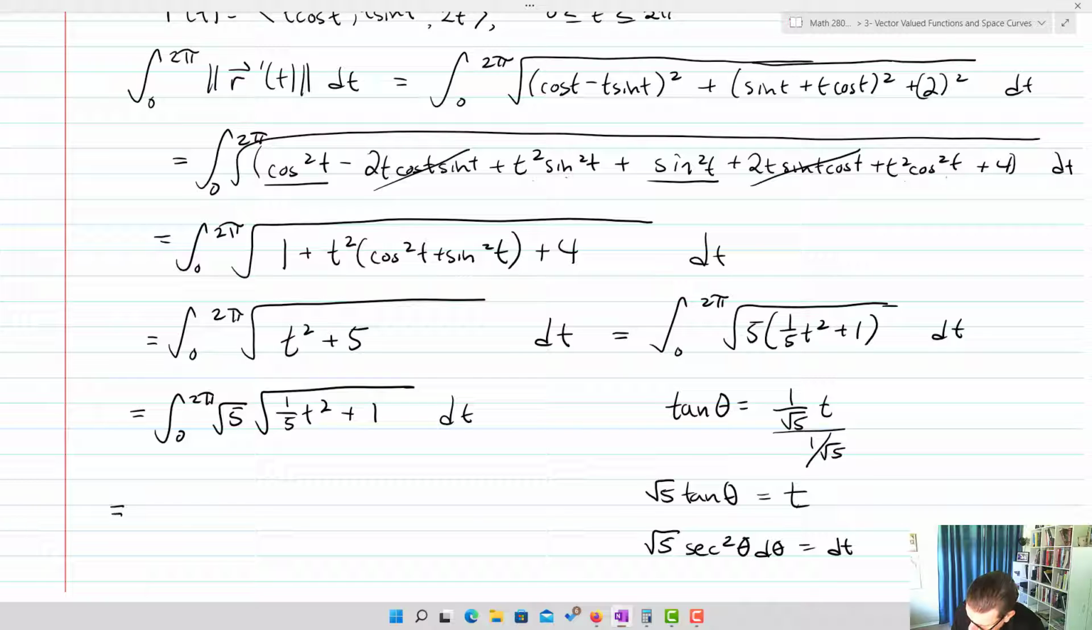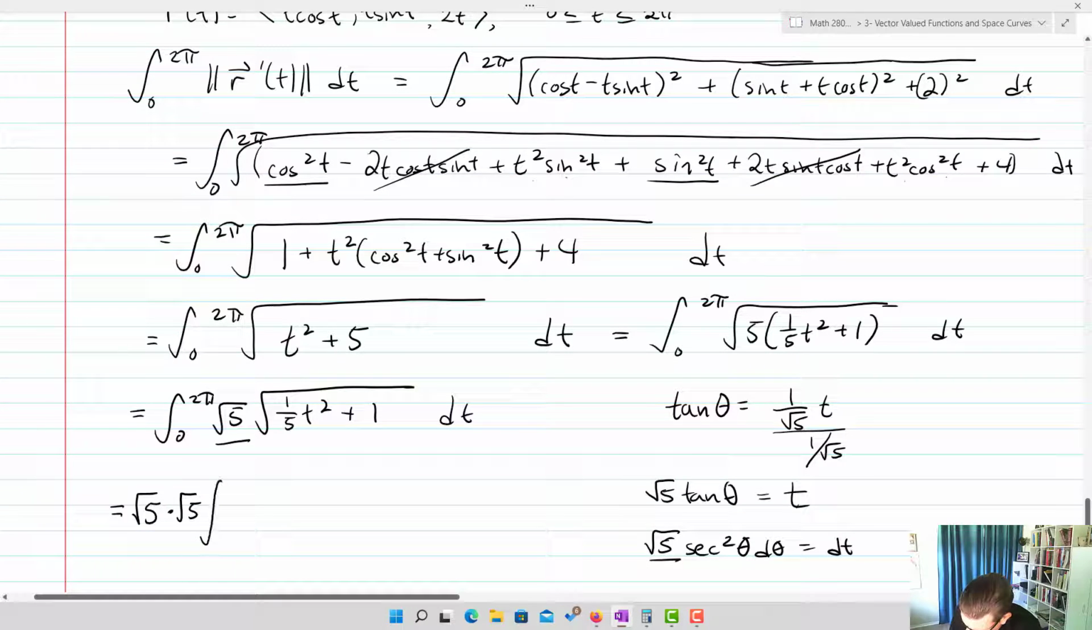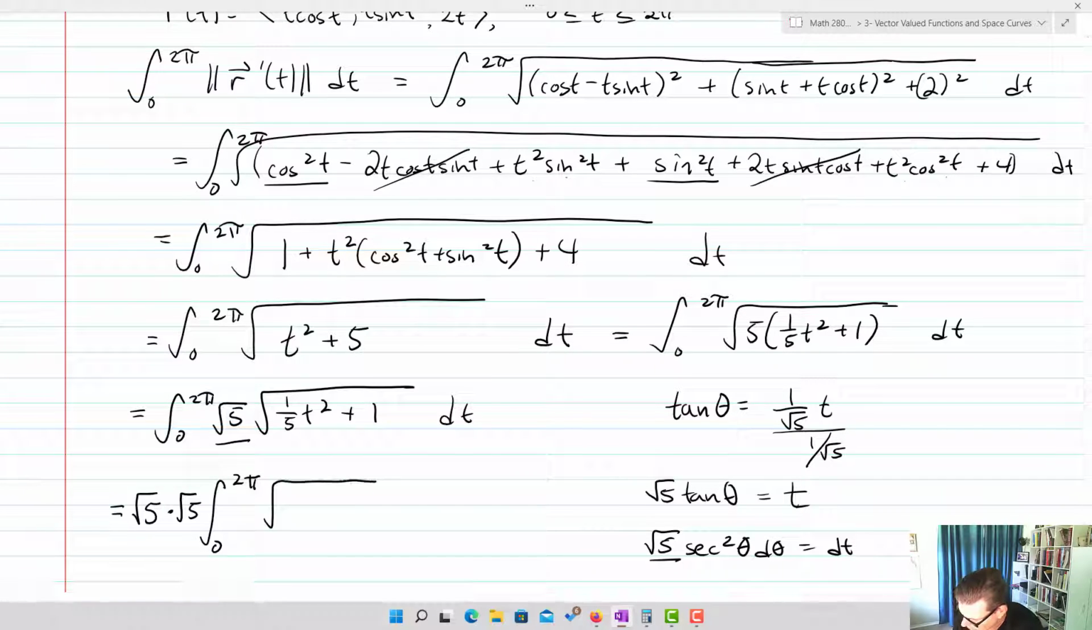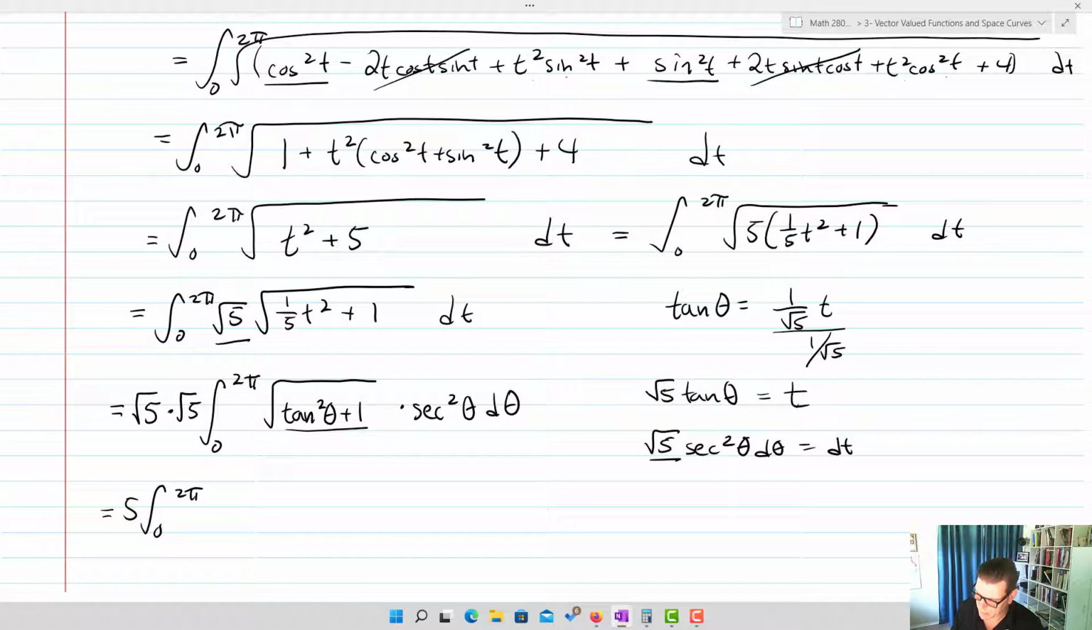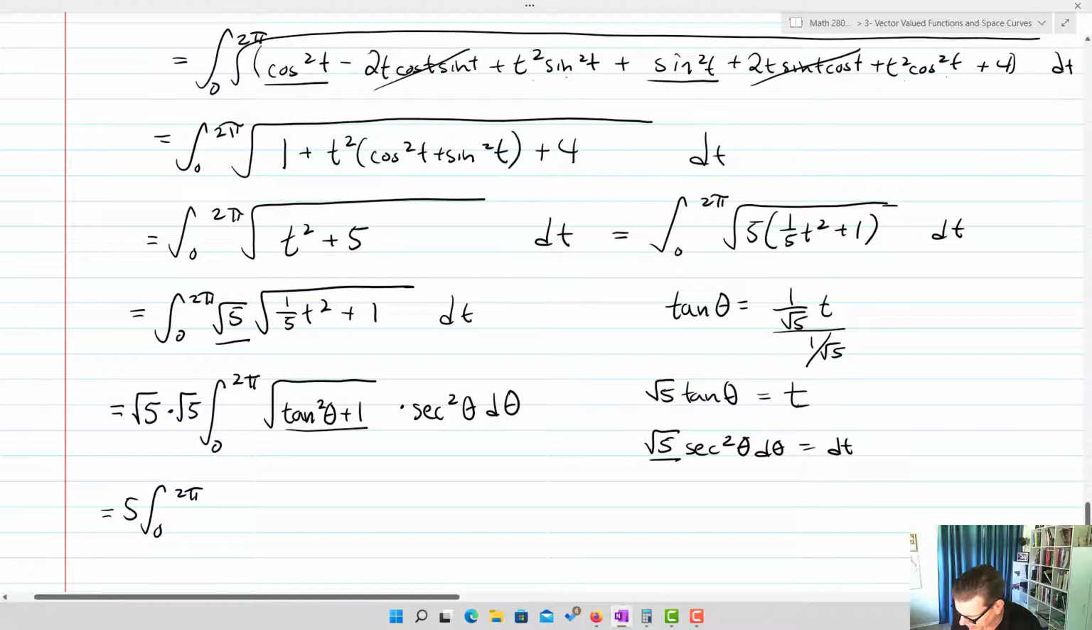Inputting in, we're going to end up with the square root of 5, right, times the square root of 5. So we have this original root 5, we've got this root 5 here. So we're going to pull that out, and that'll be the integral from 0 to 2 pi. And then this is going to end up being the square root of tan squared theta plus 1 times secant squared theta d theta. So this will then equal 5 times the integral 0 to 2 pi. Tan squared theta plus 1 is actually secant squared theta. Okay, so that means that we're going to get secant squared theta inside of the square root. So this is going to become secant cubed theta d theta.